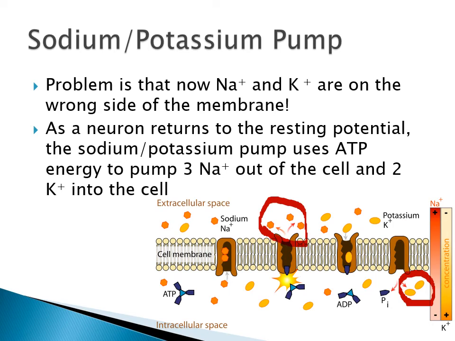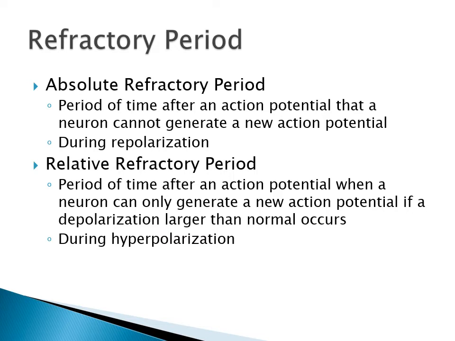In doing that 3 to 2 ratio, 1 ATP molecule gets broken down because we're pumping things across the membrane. So as a result, we restore a high sodium outside and a high potassium inside, and that is going against that concentration gradient, which is why we need the energy for the pump. During hyperpolarization, and while the sodium-potassium pump is doing its job, there's a refractory period. And that refractory period has 2 parts.